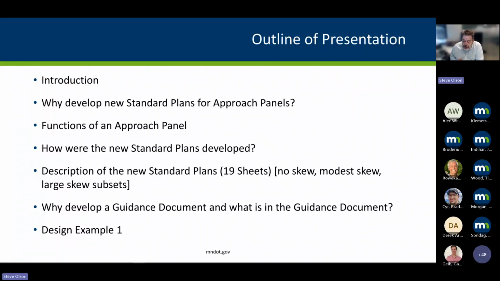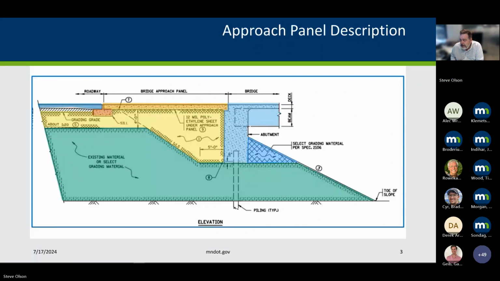We'll talk about the guidance document and why it makes sense to have that developed, what's in it. And we'll spend a good chunk of time talking about design example 1, which is a 0-degree skew example that's included in the guidance document. And we'll show just how simple it is to put plans together for a project with the new standards.